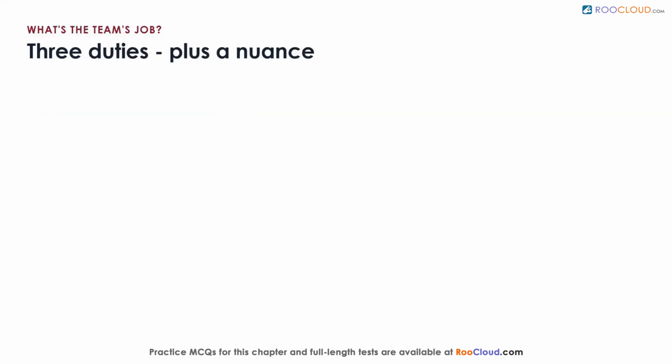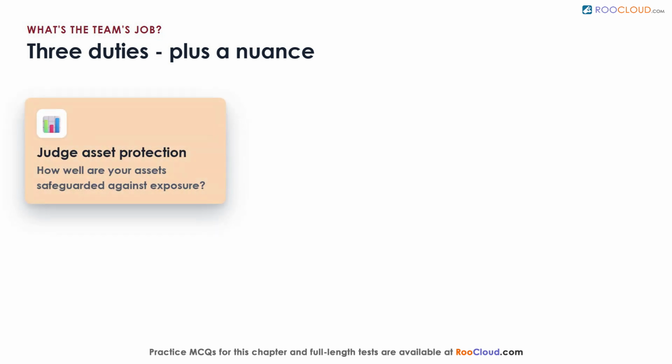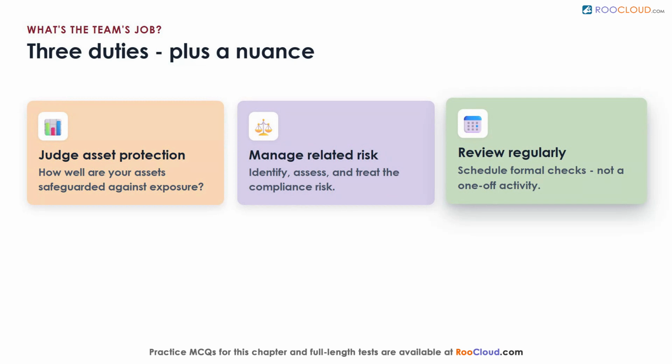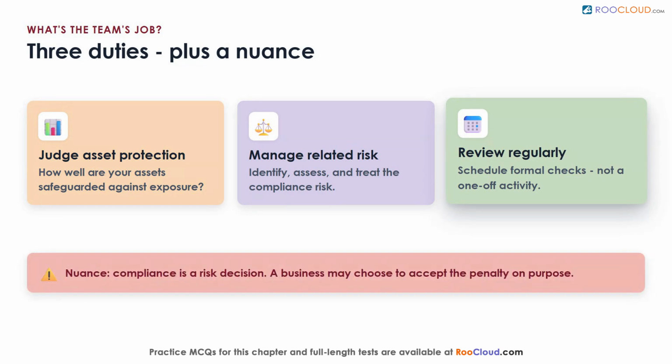What should the technology team actually do about all this? Start by judging how well you protect your assets. Then check how you manage the related risk. Review compliance with these requirements on a regular schedule. But here is a nuance worth knowing. Compliance is itself a risk decision. A business can weigh the cost of complying, and it may choose to accept the penalty instead. That is a deliberate choice, not an accident.